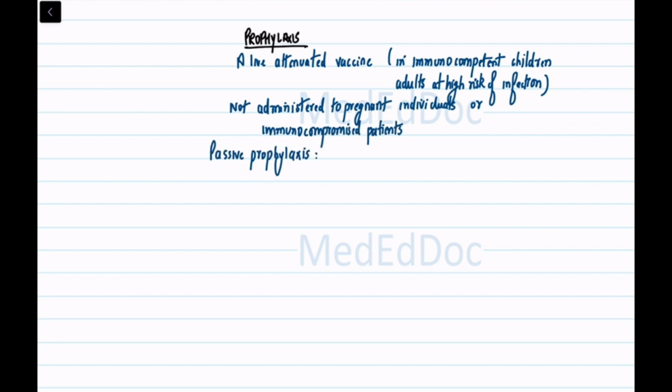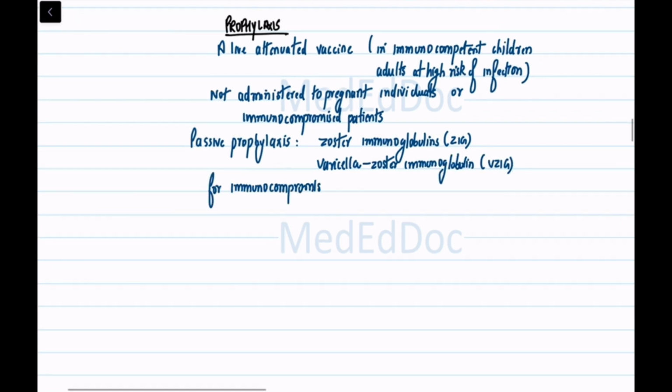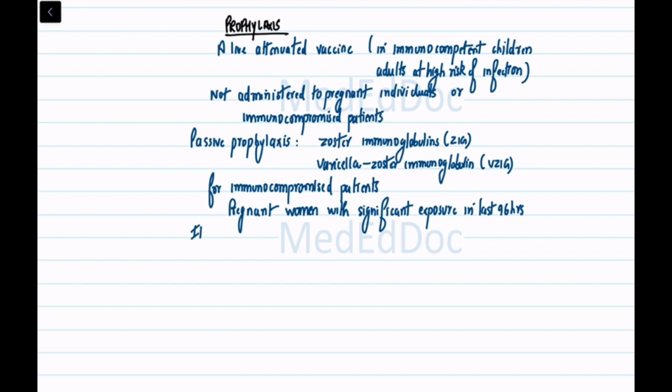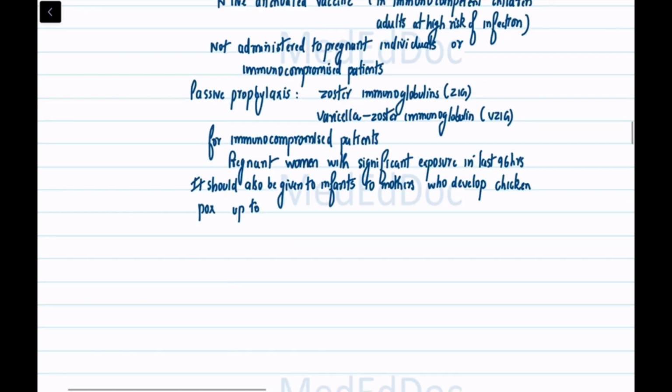Passive prophylaxis can be provided using zoster immune globulin, ZIG, or varicella zoster immune globulin, VZIG, for immunocompromised patients or pregnant women with significant exposure within the last 96 hours. It should also be given to infants born to mothers who develop chickenpox up to 7 days before or 28 days after delivery.